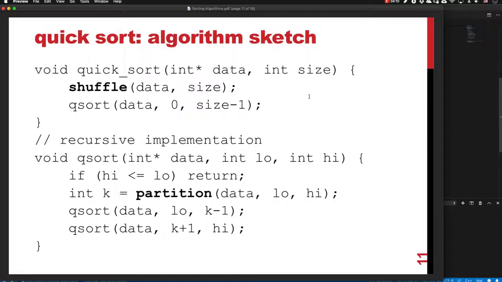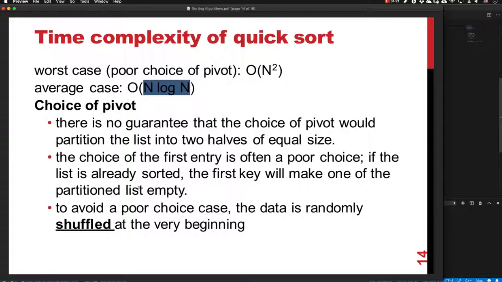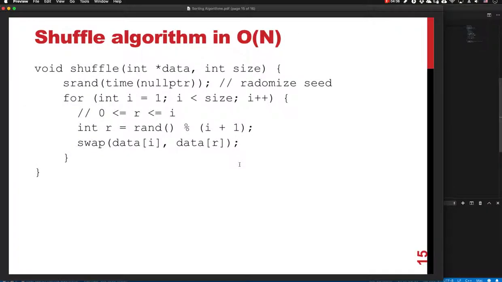Now we need to do shuffle as quickly as possible. It should not be very time consuming. The best case quicksort algorithm will be n log n, so the shuffling should be quite fast. We could implement shuffling in order of n, just linear, just going through the array list once, and then it would be shuffled. And that algorithm is explained here. And this is real code.